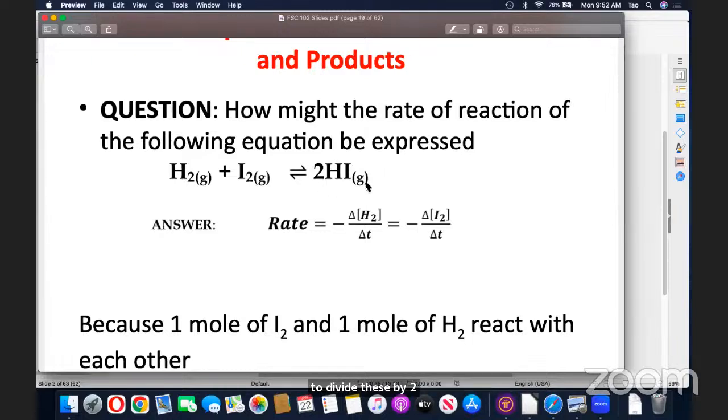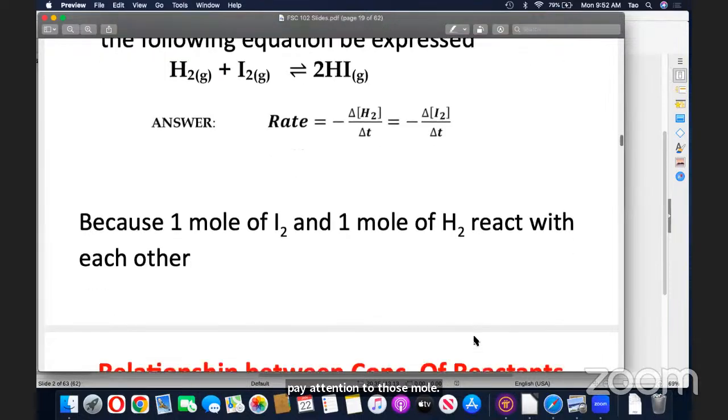It is important, because the rate at which it is produced will be faster than the rate at which hydrogen and iodine are consumed. So if you want to use hydrogen iodide to determine the rate at which either hydrogen or iodine was consumed, then you're going to have to divide that by 2, because its rate of formation is twice as fast. And that's why anytime you want to determine rate of reaction, you must pay attention to those mole ratios, especially when you're having this kind of question.